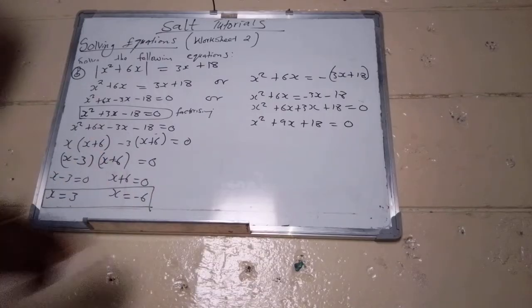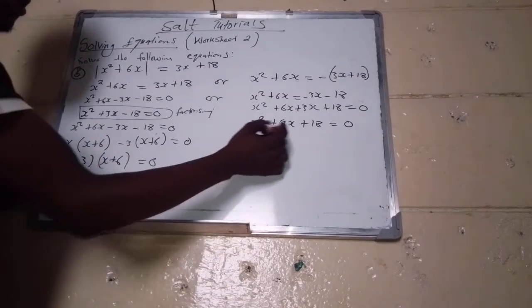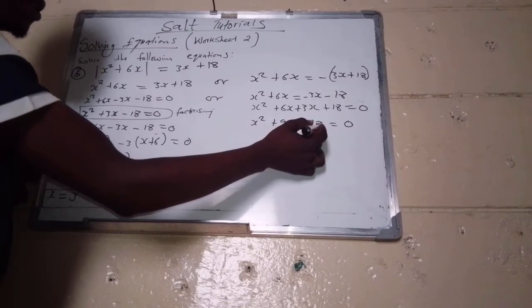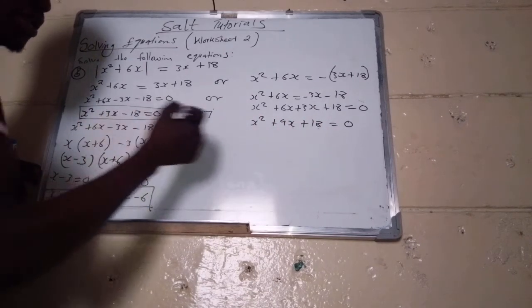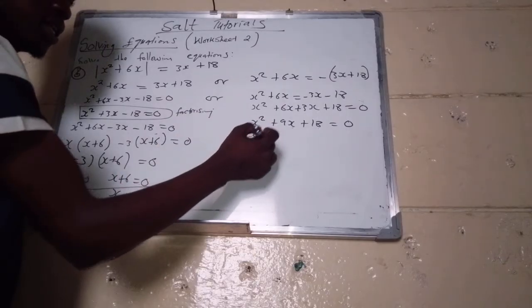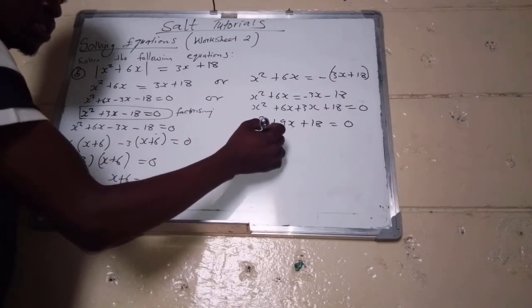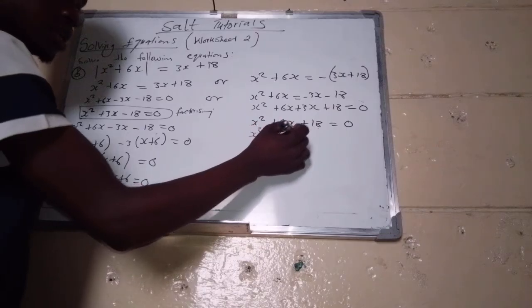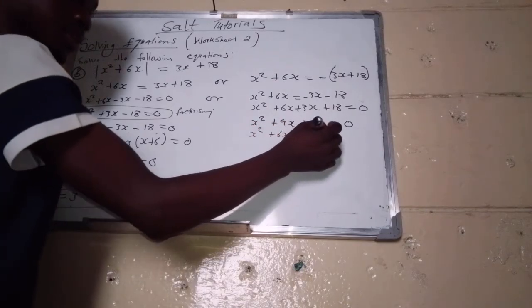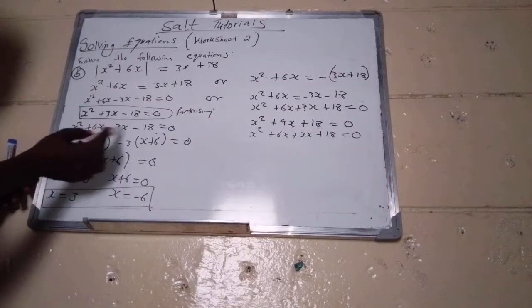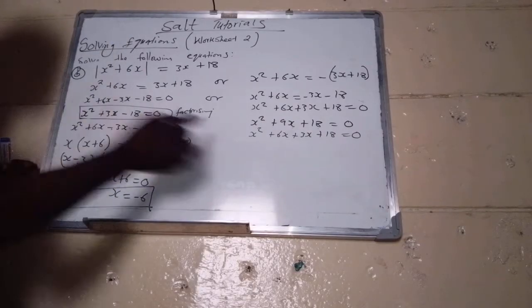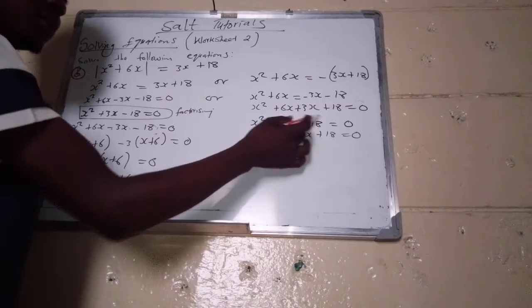The same is happening this side. Two numbers multiplied give you 18, but when added they give you 9. So those values are 6 and 3 again. So it will be x squared plus 6x plus 3x plus 18 is equal to 0. Here one was negative, so that you can have a negative 18. But here both of them should be positive, so that you can have a positive 18.